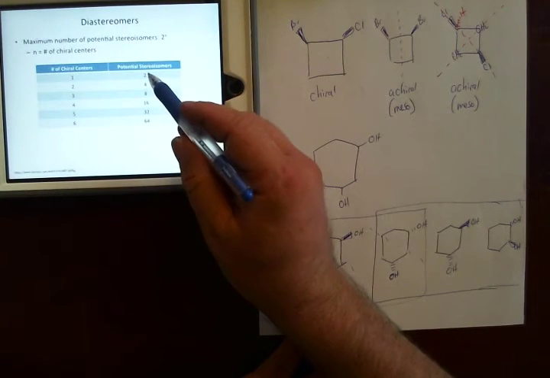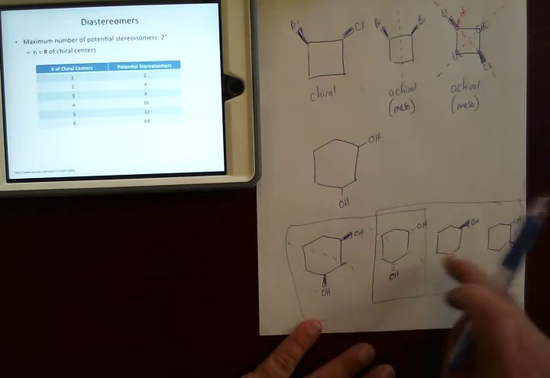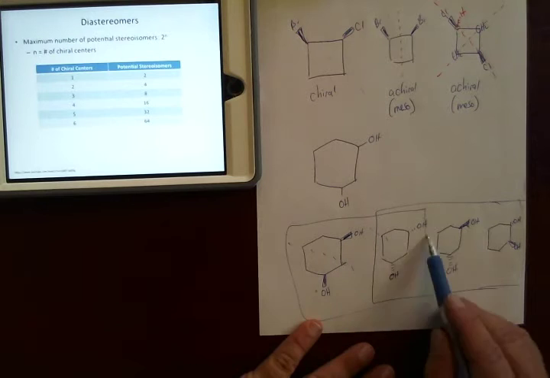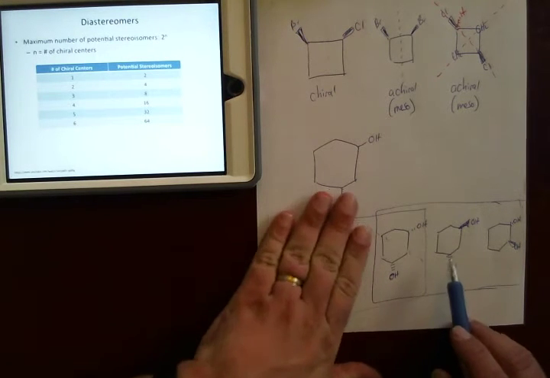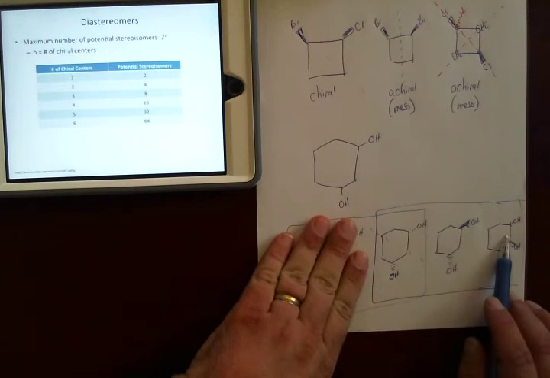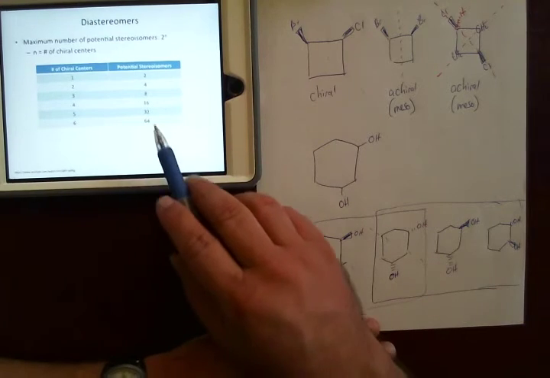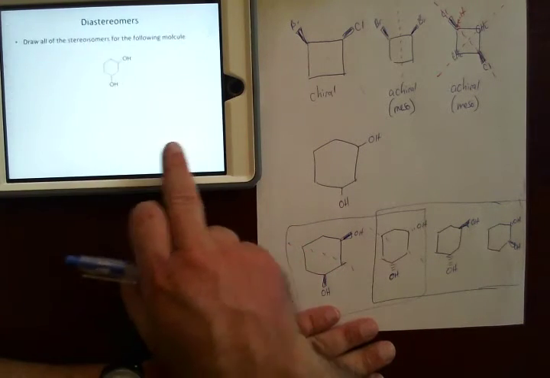Now, this number is the total maximum number. So I drew four because there were two stereocenters. But in fact, these two are the same, so there's really only three isomers. But this tells you the maximum number.